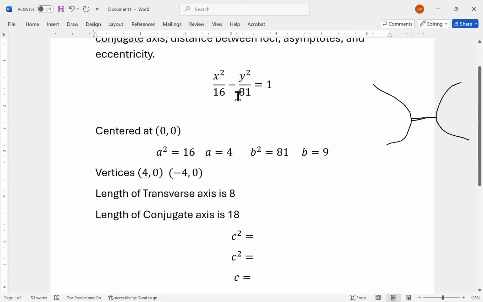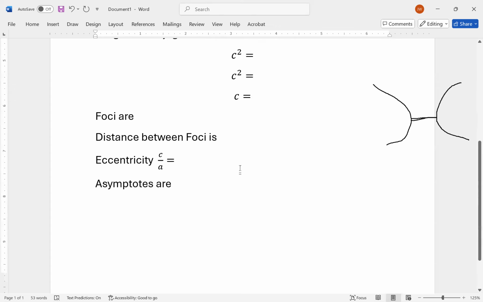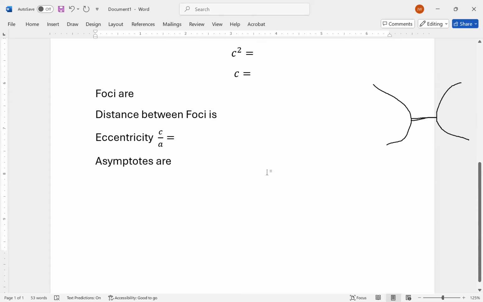Slope is change in Y over change in X. That's how I remember this. And so the asymptotes are going to have slope 9 over 4 or slope negative 9 over 4. And they go through the origin.